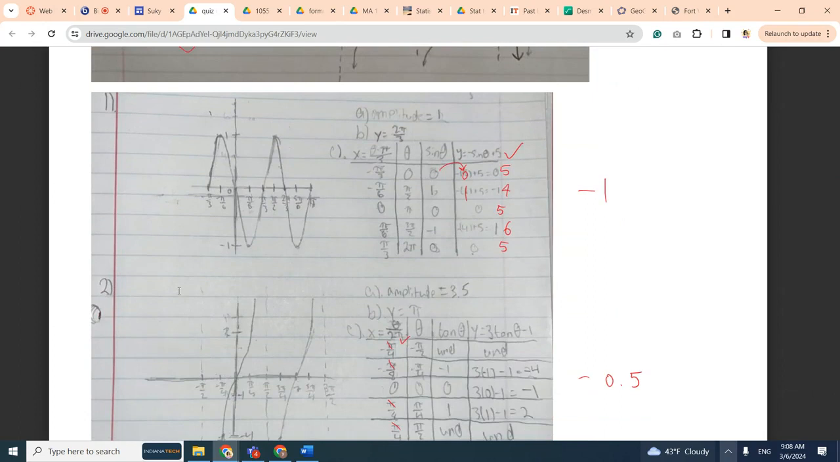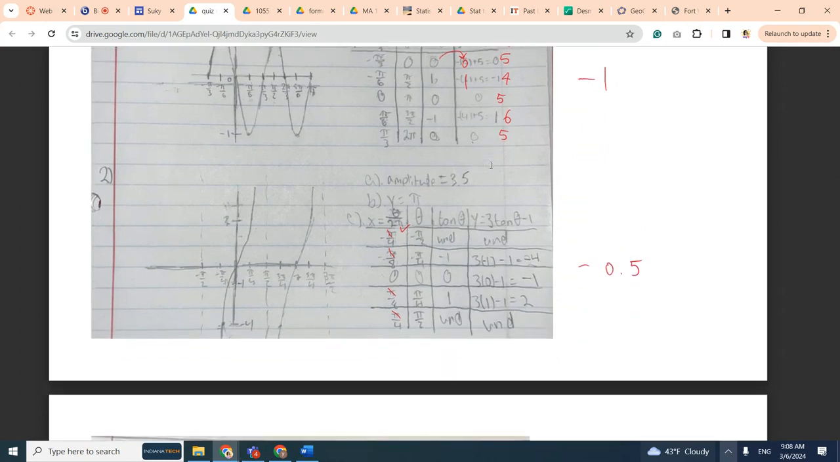And so here, yeah, this setup is right. So you plug in sine theta is 0. So minus 0 plus 5 is 5. And here you plug in sine theta is 1. So negative 1 plus 5 is 4. So the values are not correct. So the graph is not correct.